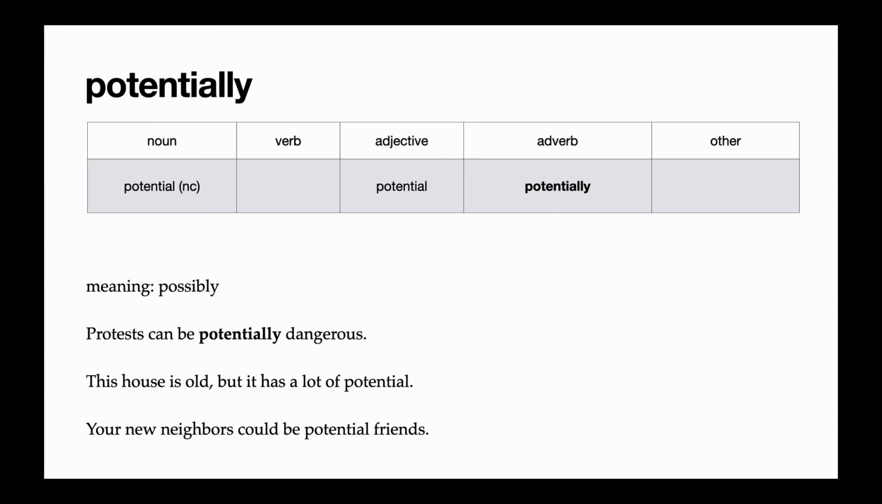In a noun form, you can say this house is old, but it has potential. It has a lot of potential. And that means it has possibilities. Your new neighbors could be potential friends. So potential friends, possible friends, maybe friends. So here we have potential used as an adjective to describe friends, which is a noun.